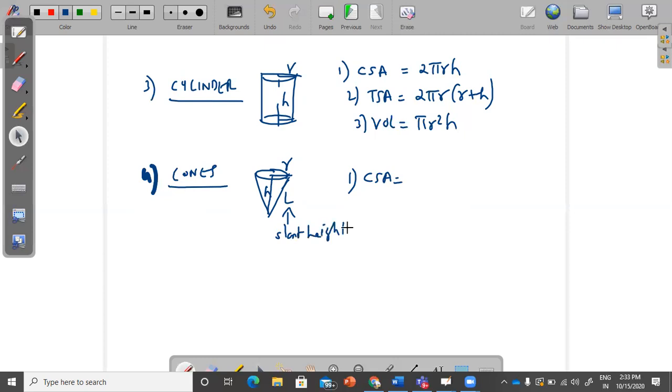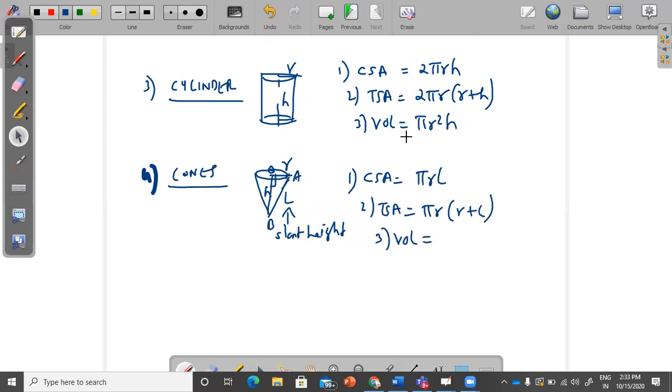So slant height is this distance from A to B. And the distance from O to B is perpendicular to OA, that is the radius, that is the height. So curved surface area can be found by using pi RL. Total surface area is pi R bracket R plus L.